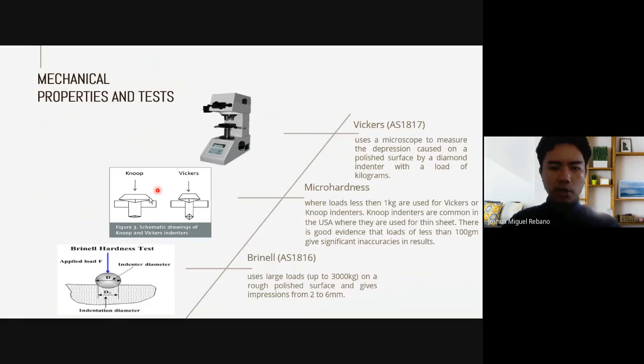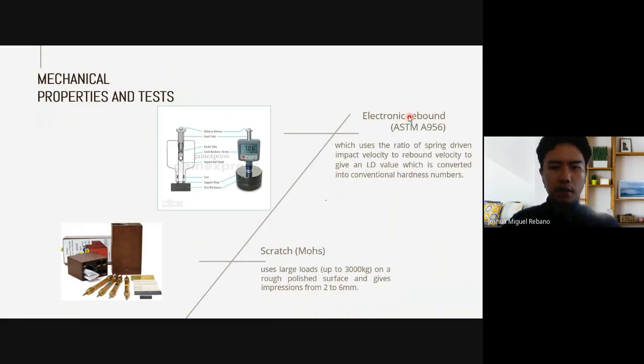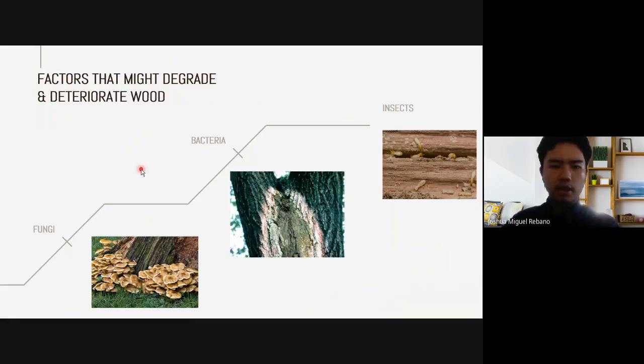Micro hardness, which also uses Vickers, but also uses Knoop indenters. And also the Brinell test, which uses large loads, up to 3,000 kilograms. We also have the Rockwell test, which uses a penetration test, and also the rebound test, the electronic rebound test, which uses this type of machine, and also the scratch or Mohs test.